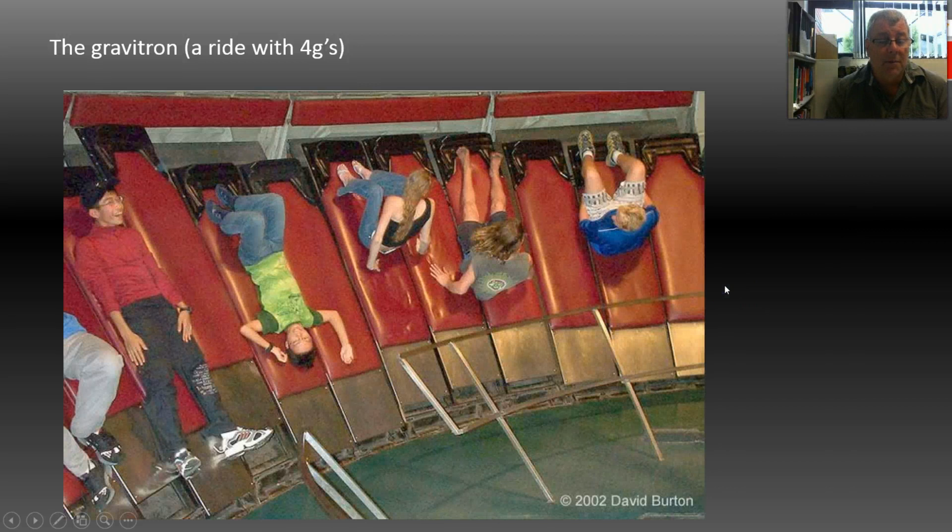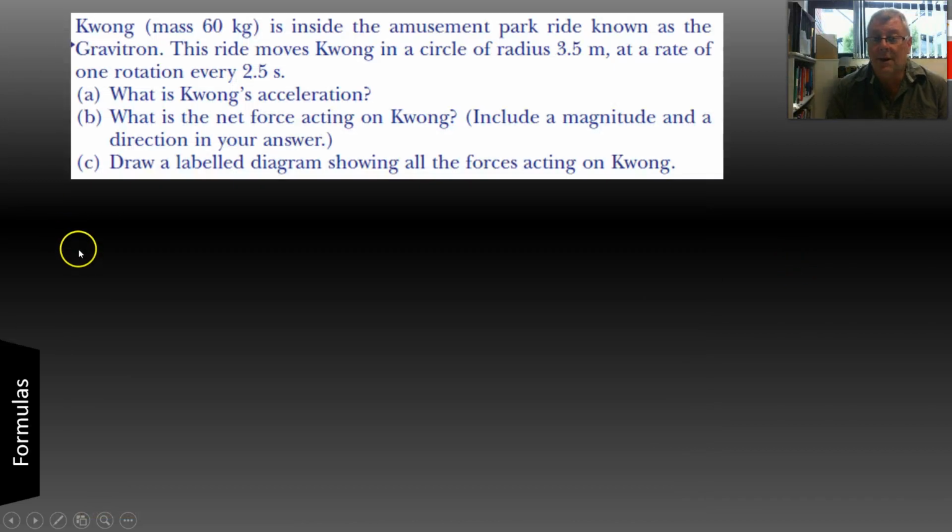And inside, basically, it's a big circular disc that you walk into and you lean up against the wall, and it spins round faster and faster, and you get pushed up against the wall, and you experience quite a few Gs, 4 Gs. Nothing to be sneezed at. Alright, that's the context, so let's have a look at the question.